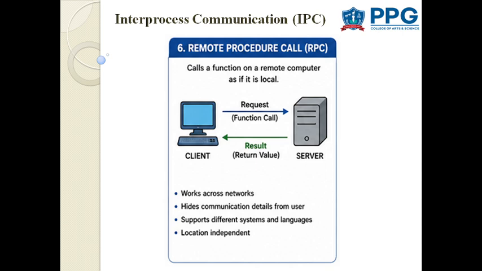The next one is remote procedure call. It calls a function on a remote computer as if it is on the local system. A client can request a function call through the remote server, and the remote server sends the result back to the client. This is the RPC. It works across networks and hides communication details from the user. It supports different systems and languages. It is location independent. This is RPC in interprocess communication.